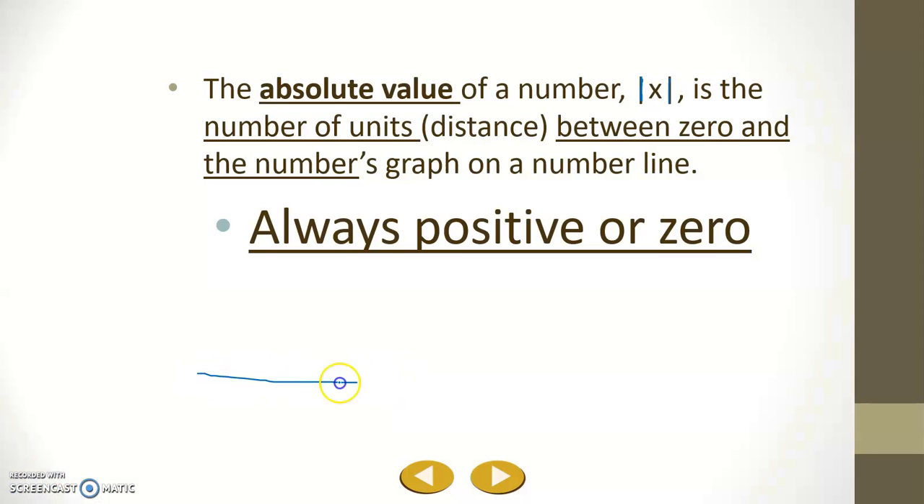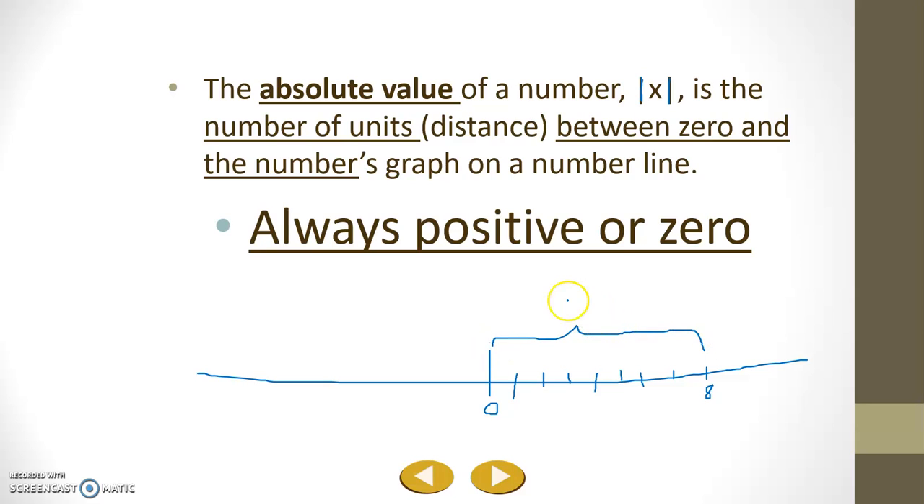Let's take a look at an example really quickly. So let's say we have a number line. Sorry, it's not very straight, and we've got a 0 here. And we've got the number 1, 2, 3, 4, 5, 6, 7, 8. The distance between 0 and that digit on the number line is 8.